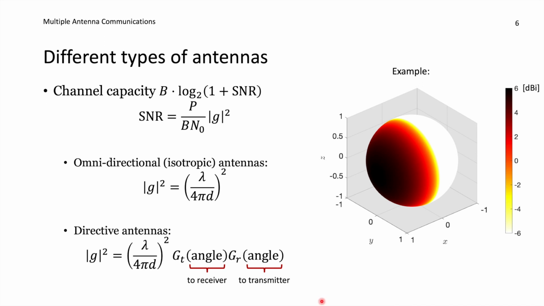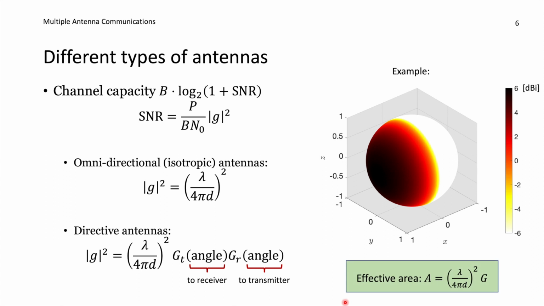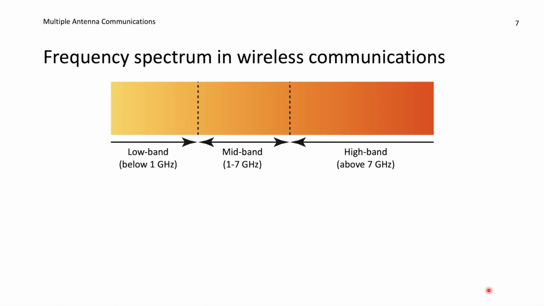So we can improve the channel conditions by using directive antennas, but there is a price to pay. The effective area of the antenna needs to grow with the gain. So when we're looking from a direction where the gain is large, it also needs to be physically large in that direction.